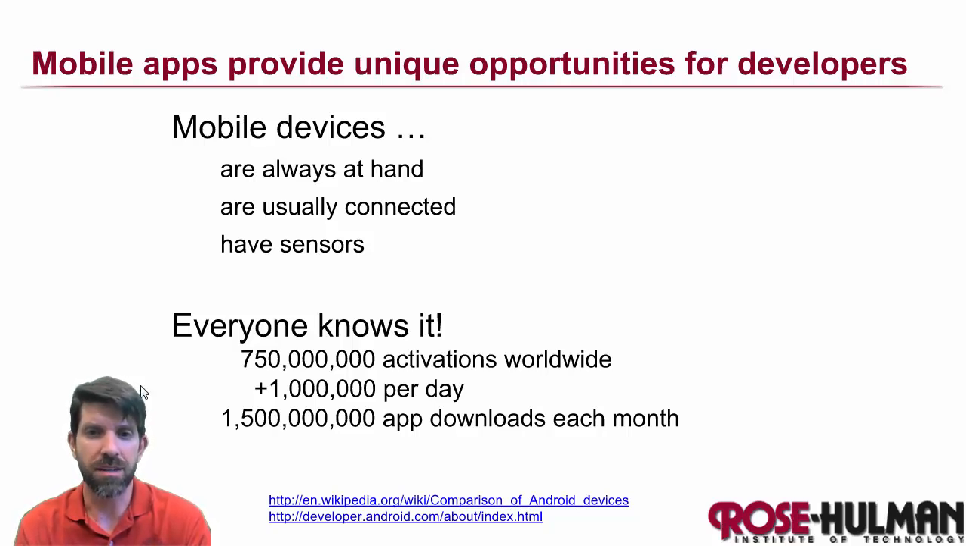The other thing is that everyone knows that these opportunities are there. A few months ago, I looked at some statistics for Android, and you can see the links down at the bottom if you're interested. At that point, there were 750 million activations of Android worldwide, and it was growing by another million per day. Huge. And beyond that, there were 1.5 billion downloads of apps every month. Just amazing. These numbers are kind of mind-boggling.